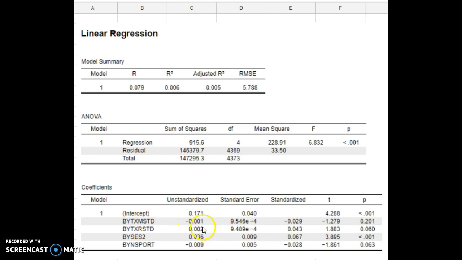Reading tests slightly higher, but these numbers are so low, it's essentially saying there's no practical significance, and in fact there's not even statistical significance on either of those, although the reading was a little close.